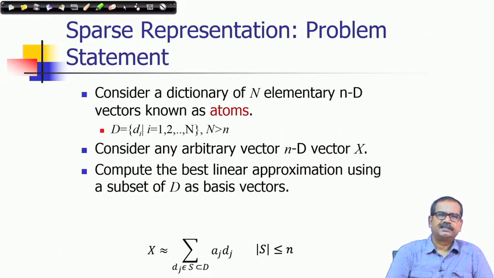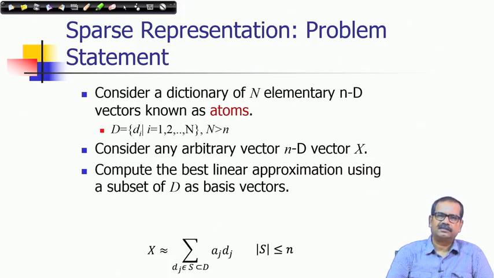So, the linear combination of the subset of D can be expressed mathematically in this form. As you can see, x is your input vector, and it should be very close to a linear combination, which is given as the multiplication of each dictionary element d_j with a scalar constant a_j, and the sum of them. The d_j's are the elements of the set which has been considered for representing x, and it has to be a subset of this dictionary.